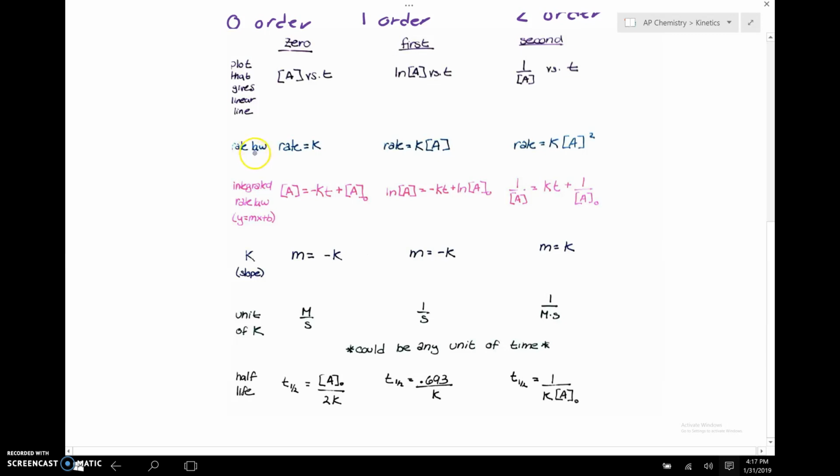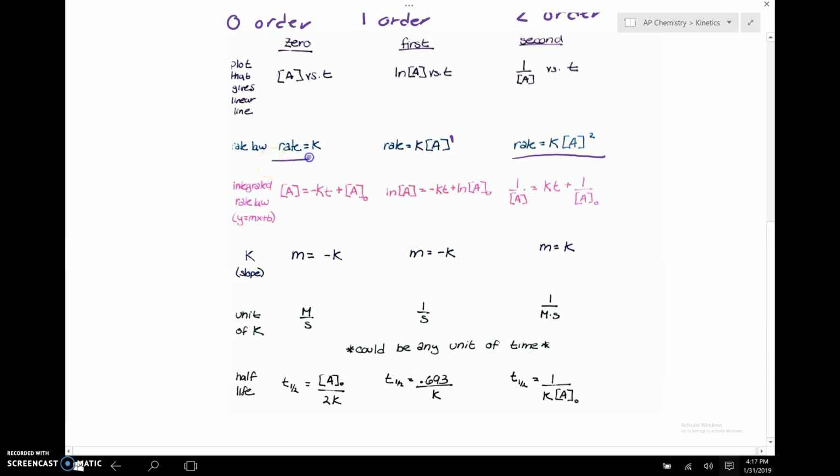Because we've identified the order and it's only one reactant, we know that rate is equal to K for 0 order, because that would have been concentration of A to the 0, which is 1. We know that for first order, the rate is equal to K times just the concentration, because again, there's a little 1 right there above the concentration. So that's first order. And then second order, of course, is going to be rate equals K concentration squared.